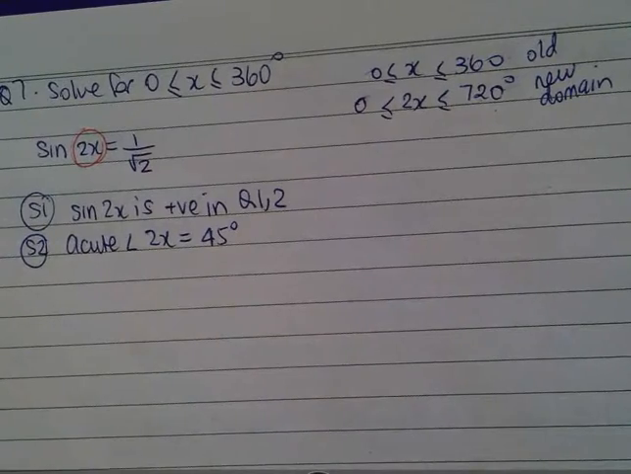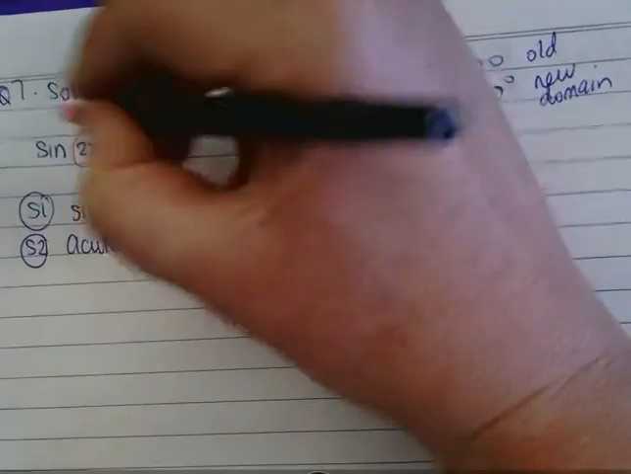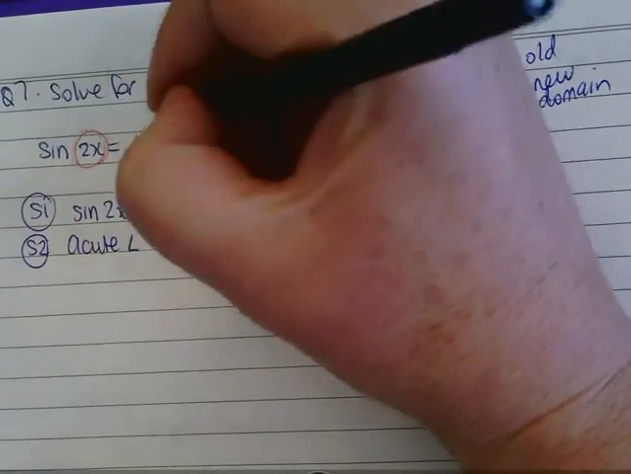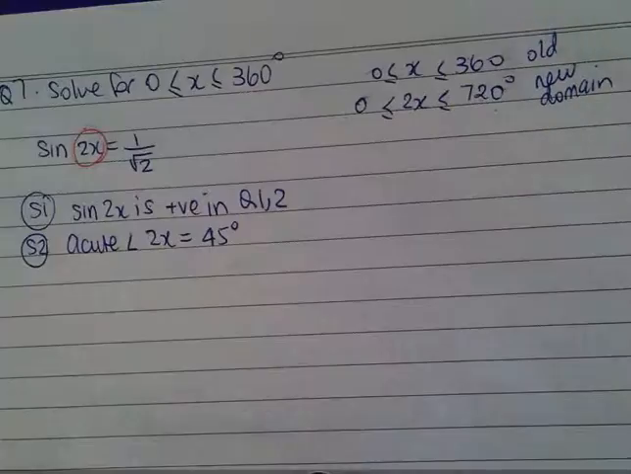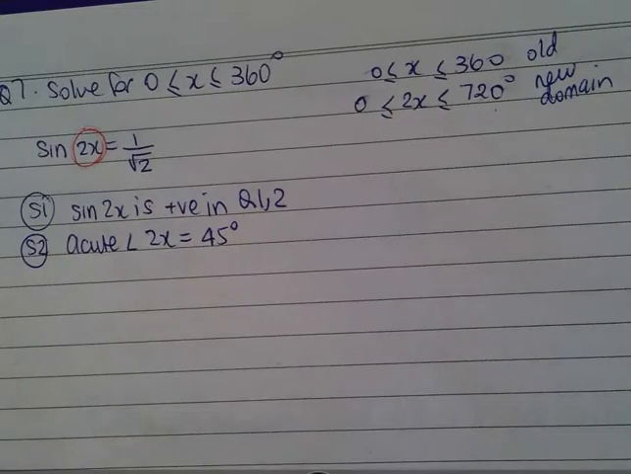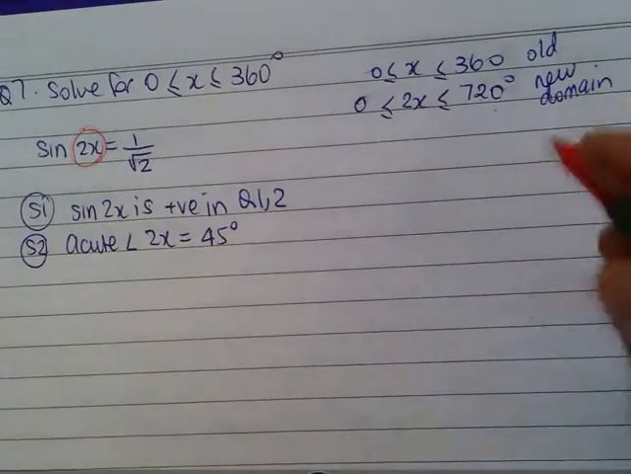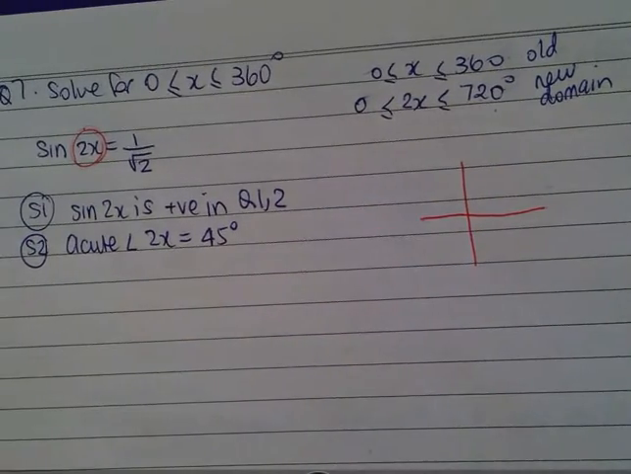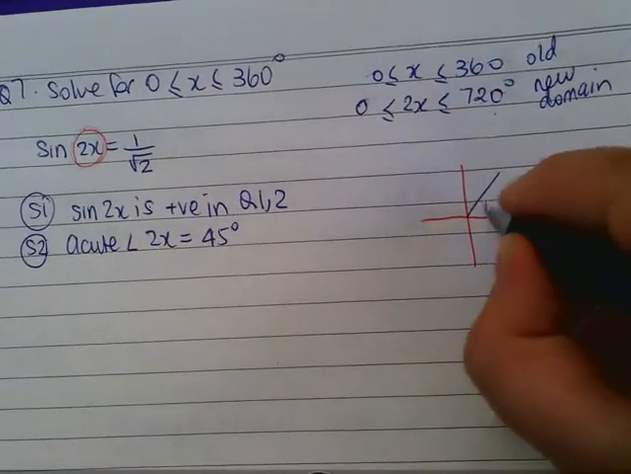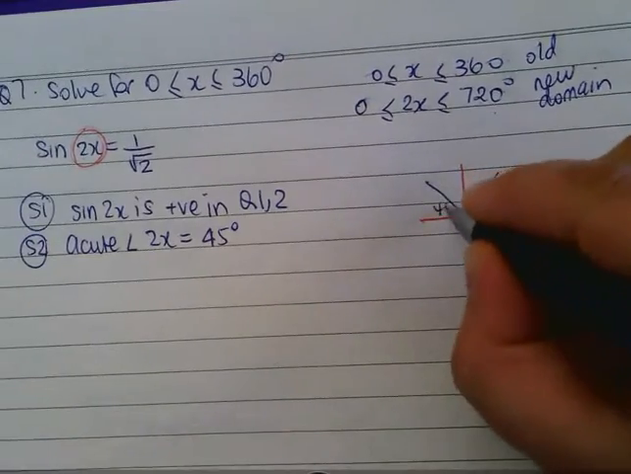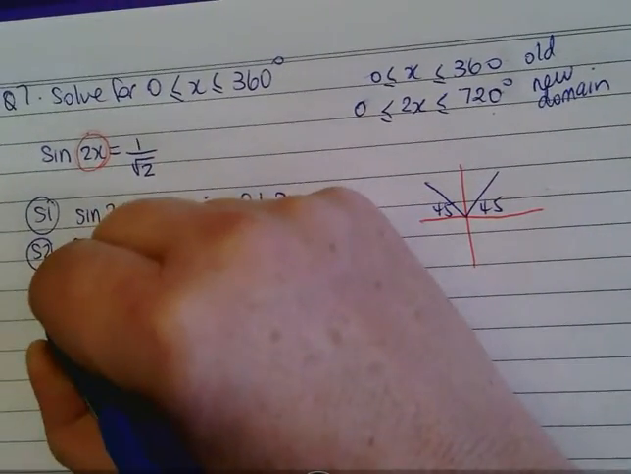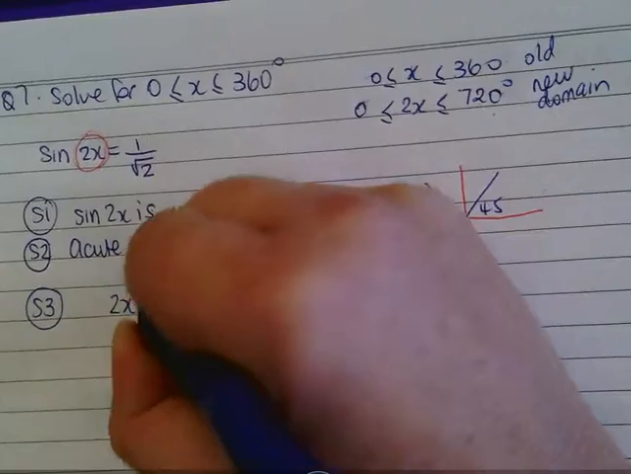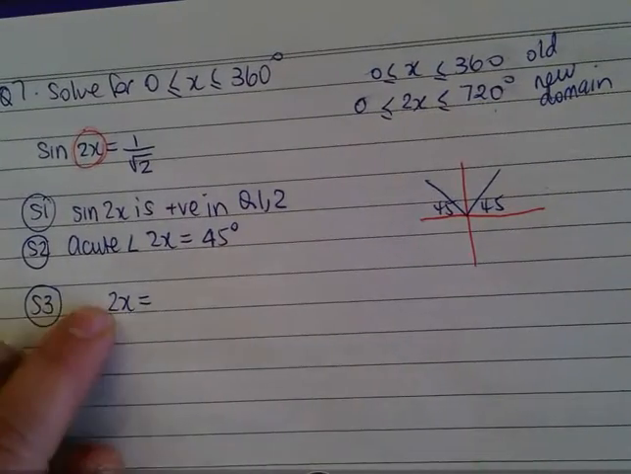It's not 22.5. See why I circled the 2x? Sine of blob. Sine of circle is that. The circle is 45. 2x is 45, because sine 45 is 1 on root 2. So now we draw it. We've got quadrants 1 and 2, and we've got 45 degrees. But, so I start writing out my solutions, and I've got 2x is, okay?